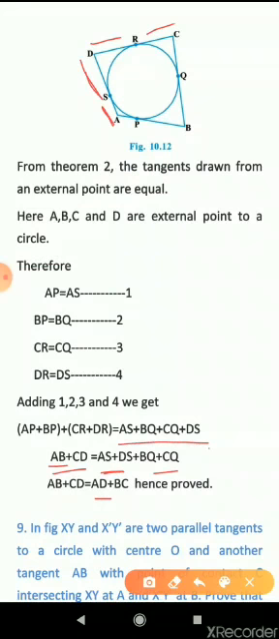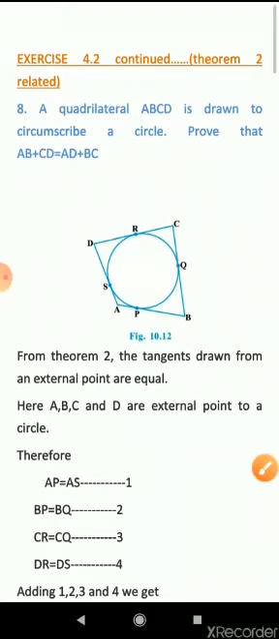BQ plus CQ. If we add BQ plus CQ, you will get BC. So this is our proof. This is a very simple and frequently asked question. Many times they ask this question.